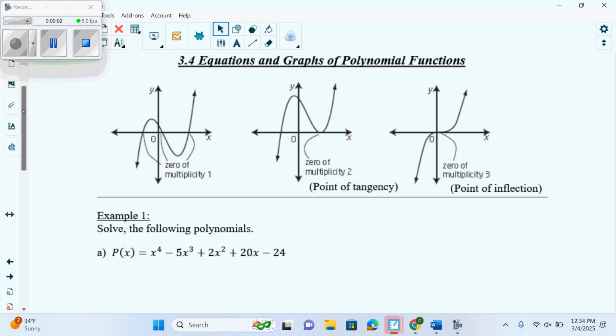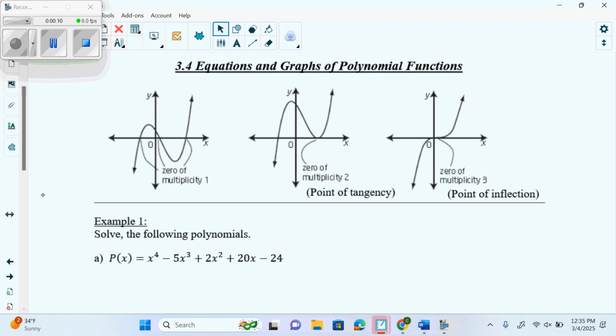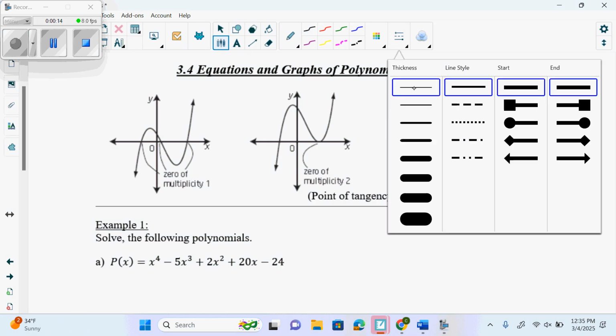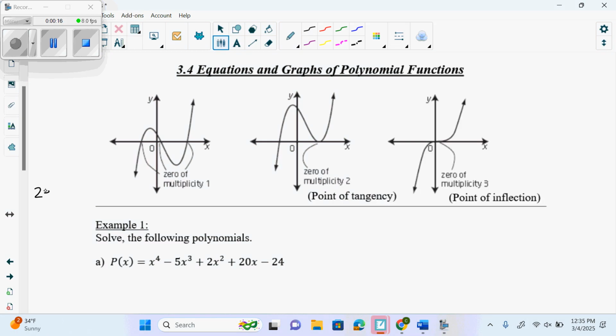Here we have 0 of multiplicity 1, 0 of multiplicity 2, 0 of multiplicity 3. Zeros are just x-intercepts, right? So if they say 0, x-intercept, or root.